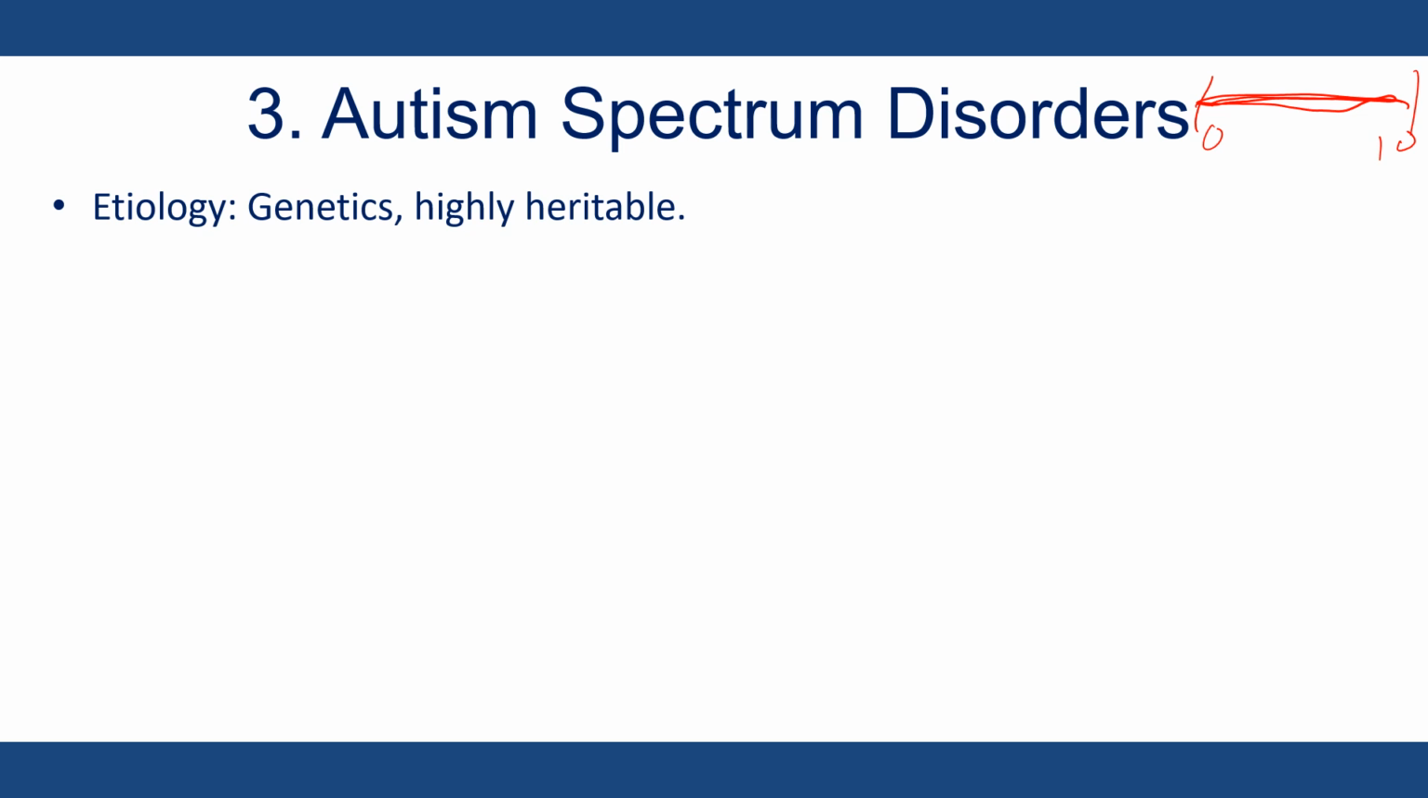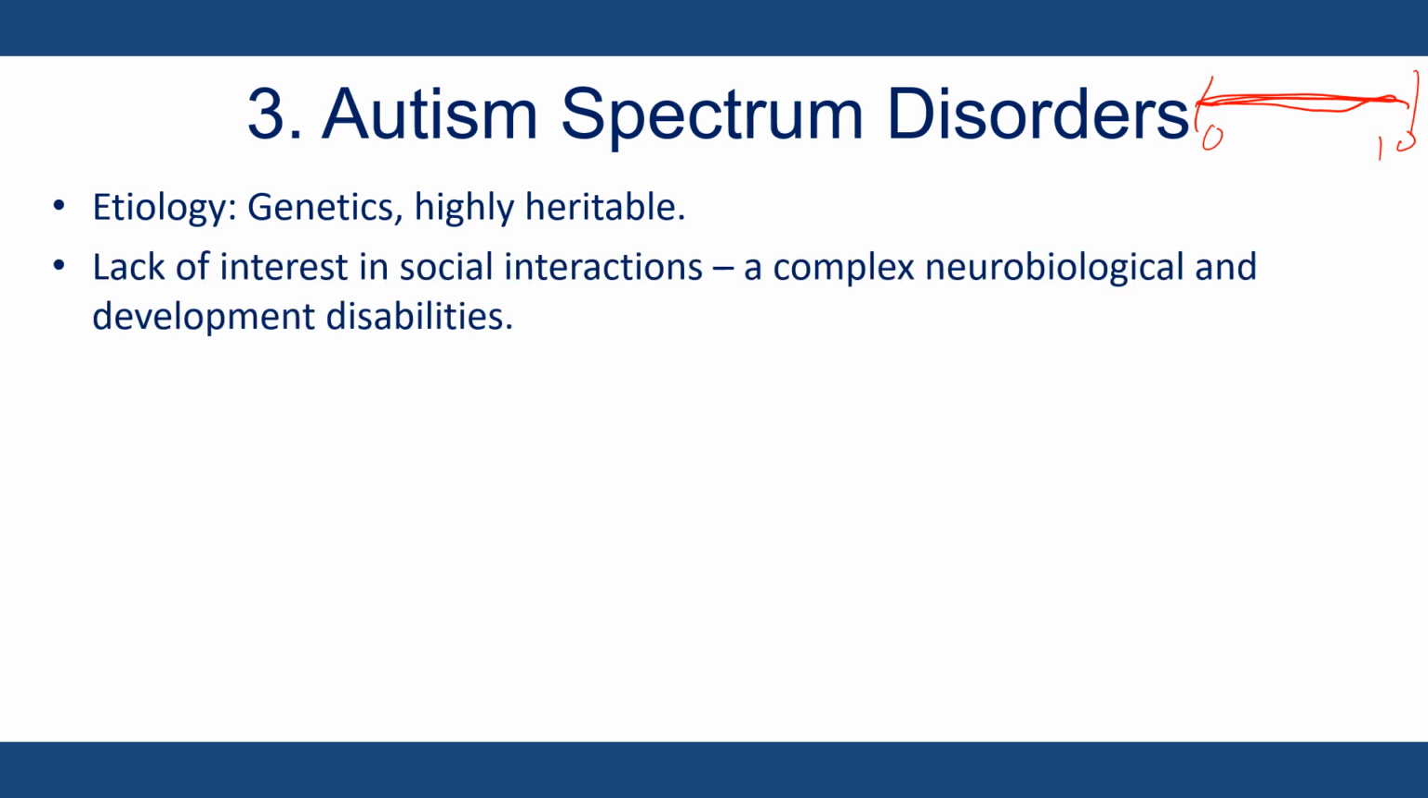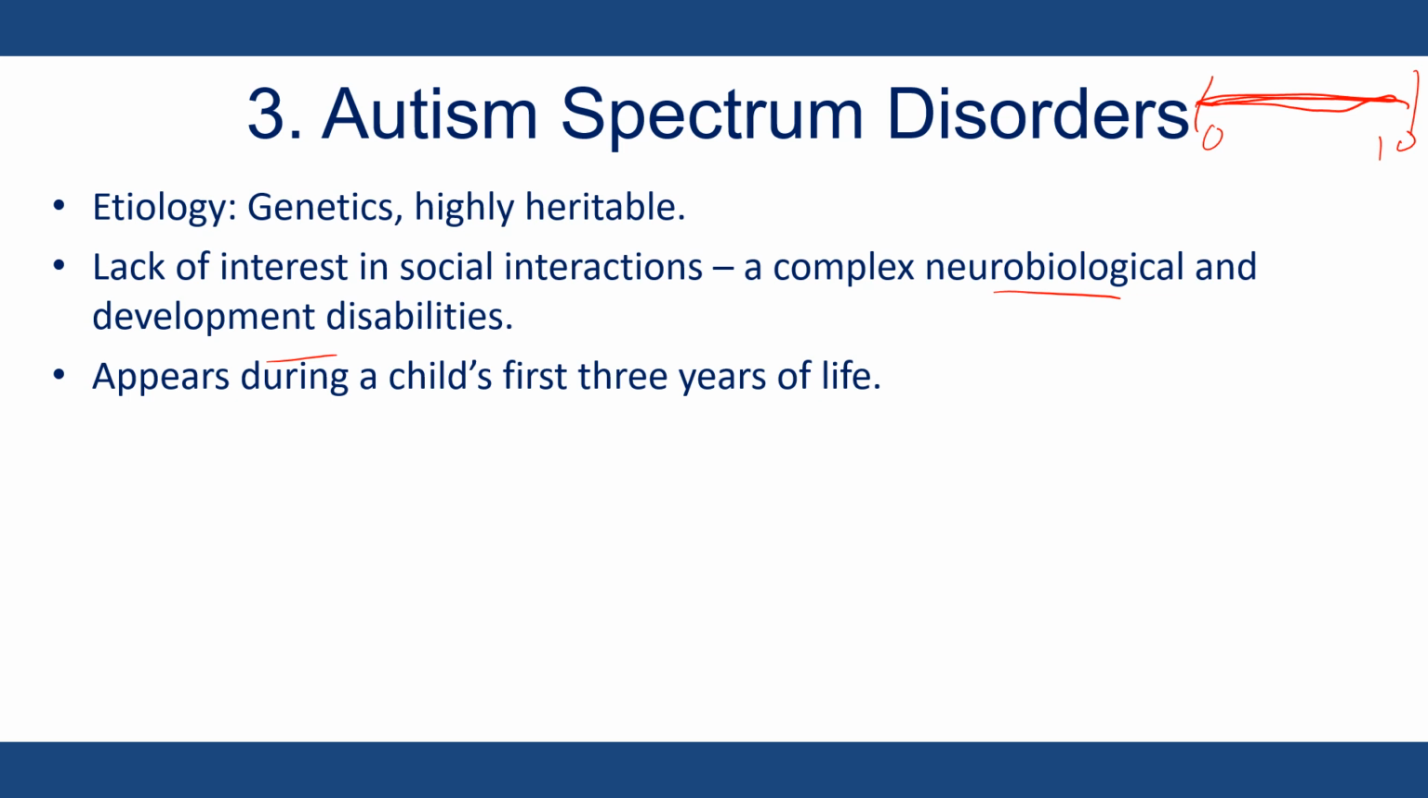Okay, what is the etiology? Honestly, we really don't know. Again, we truly believe that there is a high level of a genetic component attached to it. It tends to run in the family. So the concept with ASD is you have two things going on. You have a lack of interest in social interaction, a very complex neurobiological and developmental disability, and the presentation will appear in the first 3 years of life. So therefore we are talking about a neurodevelopmental disorder lecture today.